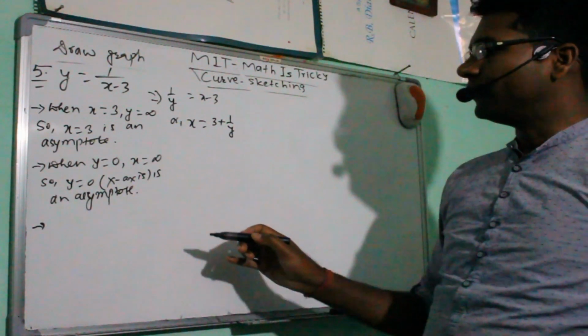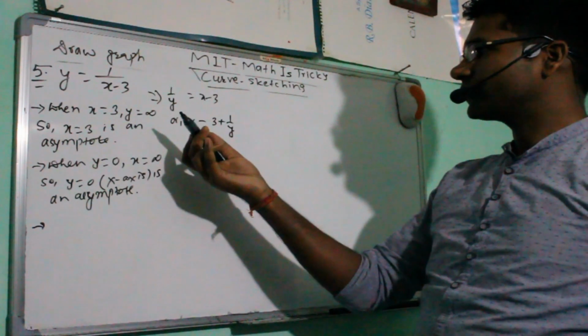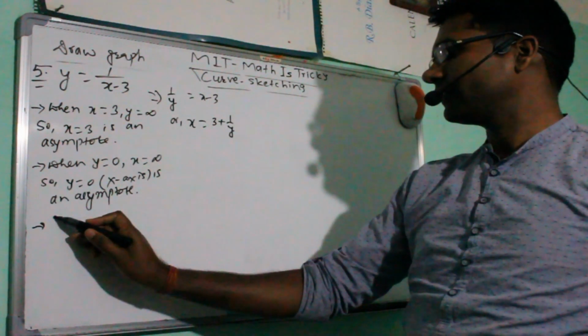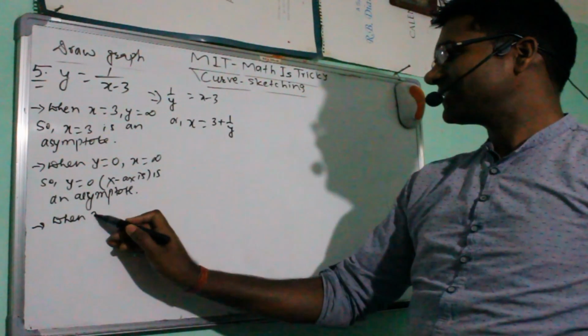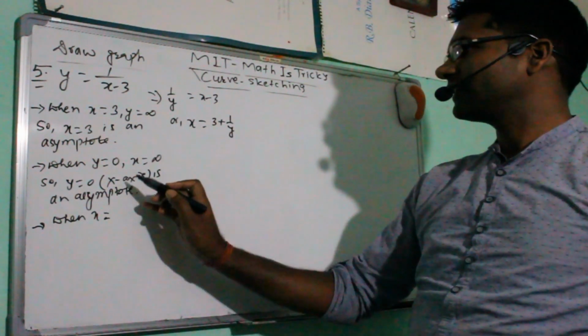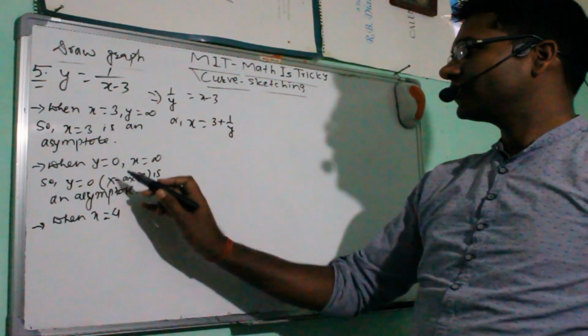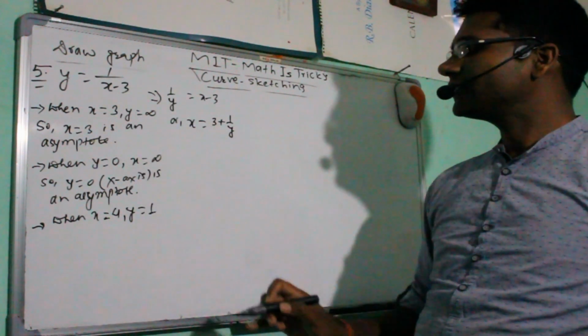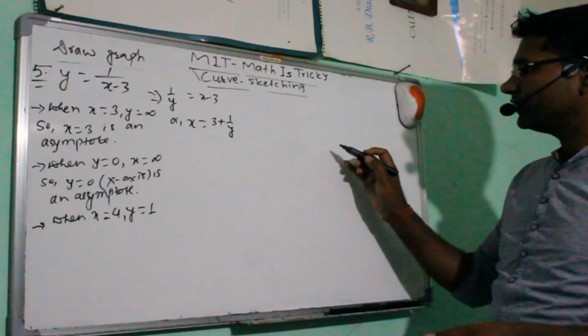Now, let's put one point. When x equals 4 here, 4 minus 3, y equals 1. Now we can draw the figure. See here.